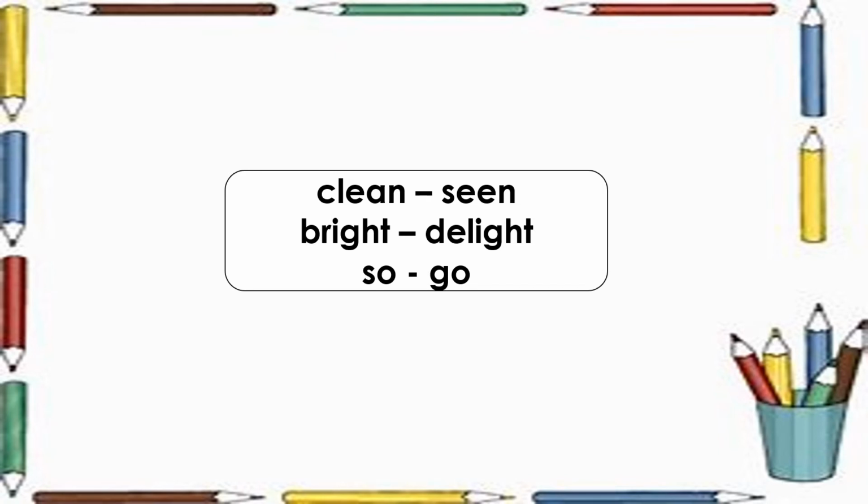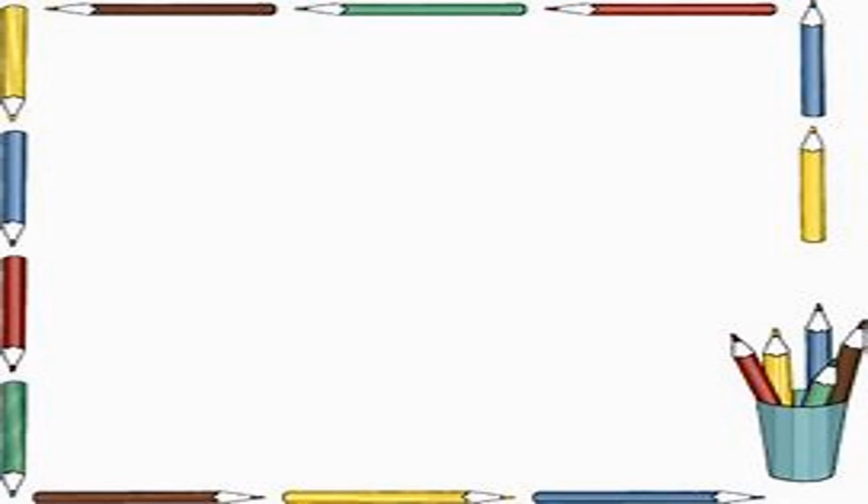Yes, so that's why you have to be attentive in recognizing rhyming words from the poem listened to, or even if from the poem presented to you, you can find those rhyming words, of course, at the end of the word in every line. Yes, so that's it. We have here again clean, seen, bright, delight, so and go. So please try to check your work. If you have those pairs, then please do put check mark. You are right. Alright, so next.